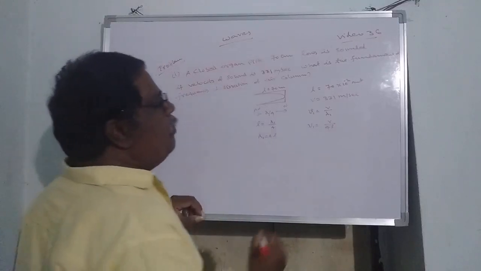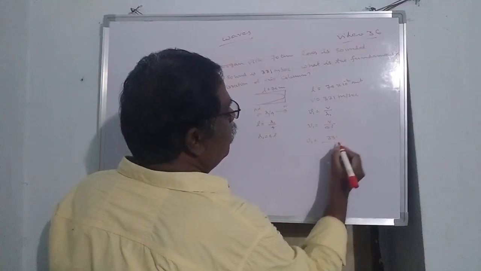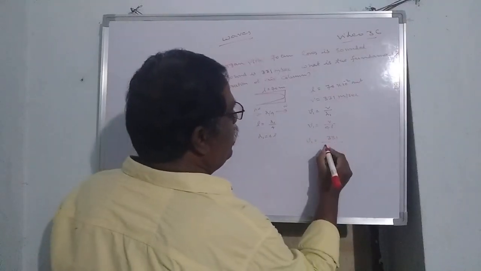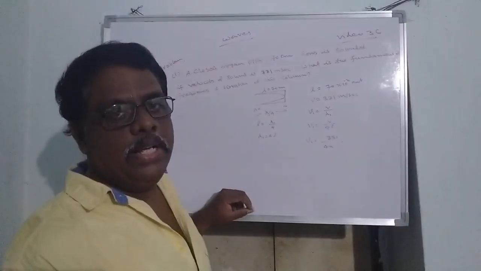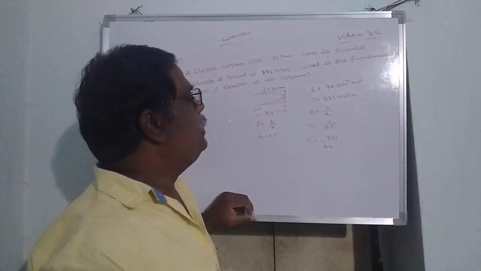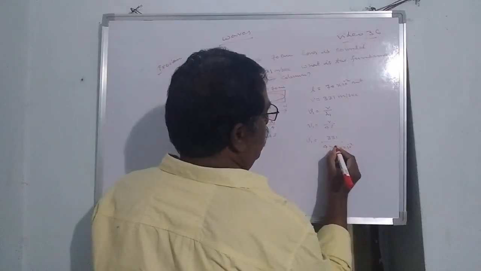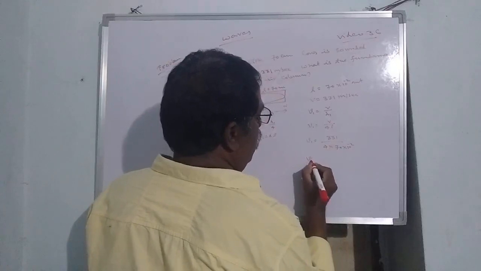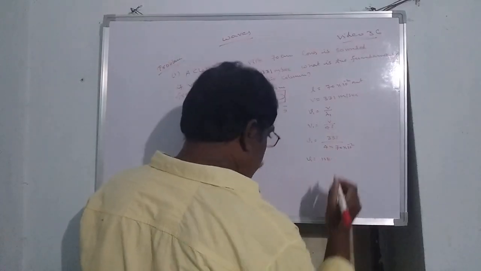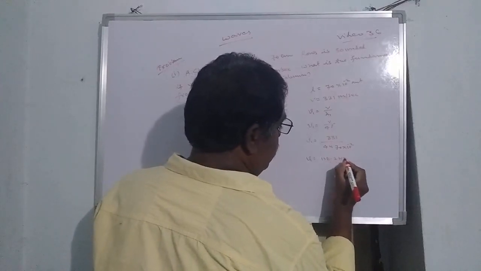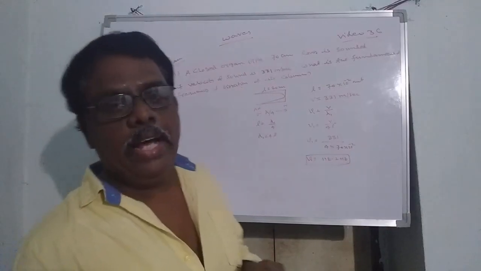We don't know the value of mu1. V value is 331. For 4L, that is 4 into the L value we calculated, we converted centimeter into meter, that will be 70 into 10 power minus 2. On simplifying we get 118.2 Hz. So this is the fundamental frequency of the air column.